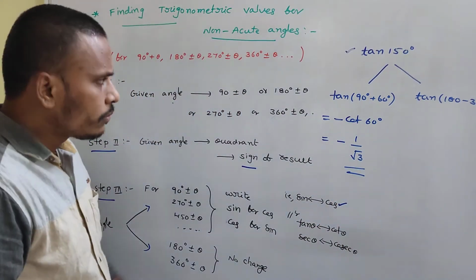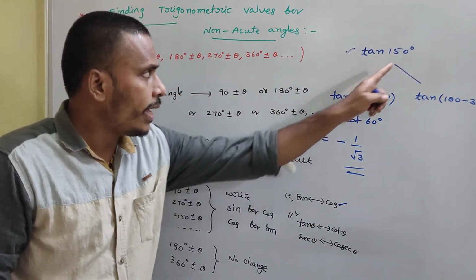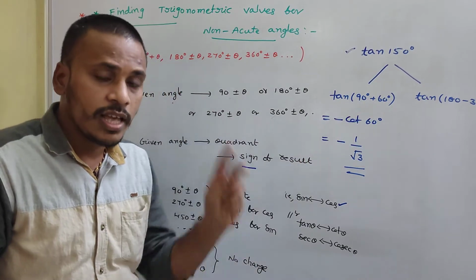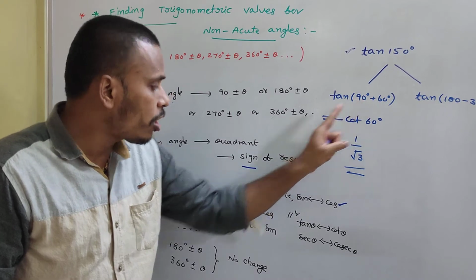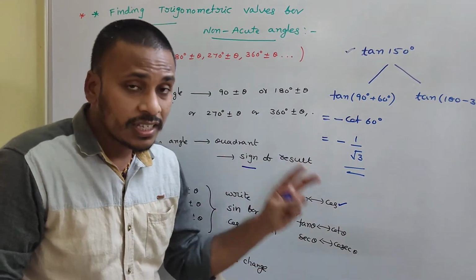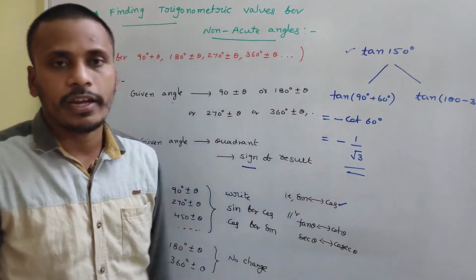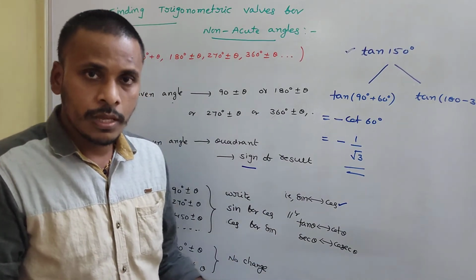There is the problem, just in 3 steps. Step 1, expressing 150 as 90 plus 60. Step 2, since the angle is in the second quadrant, use a minus sign, and since it is an odd multiple, rewrite tan into cot. Step 3, the value of cot 60, so the answer is minus 1 by root 3. There is the problem.